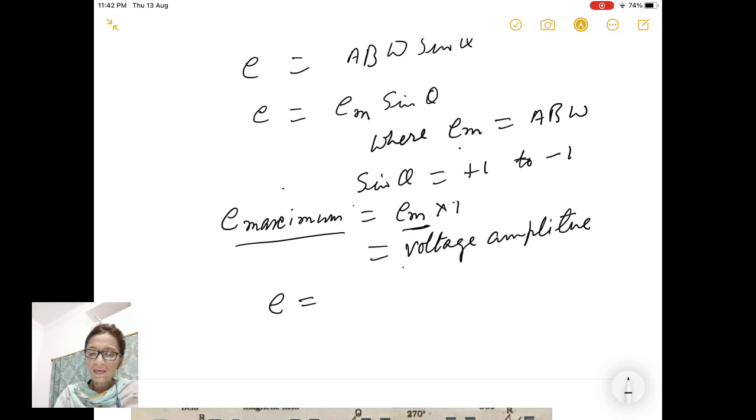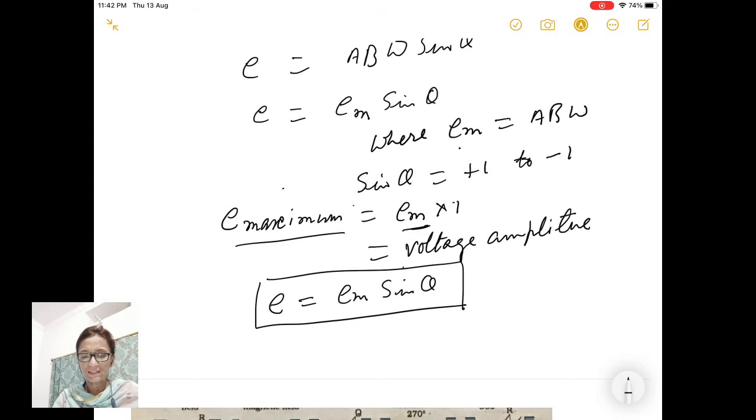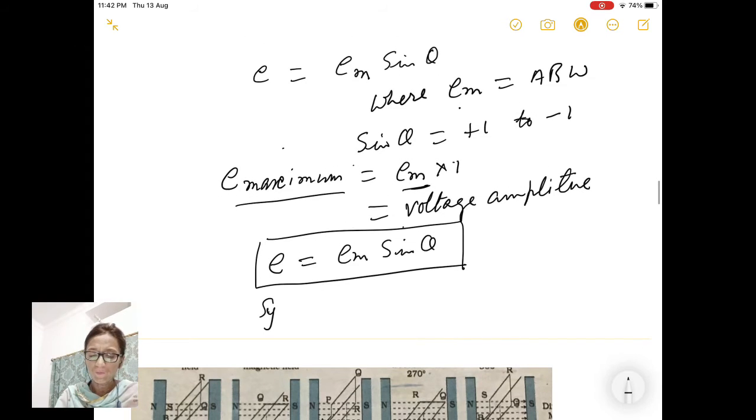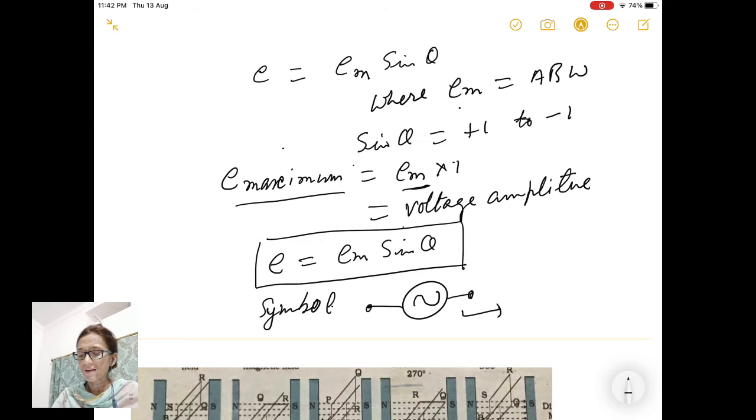So you have E is equal to EM sine theta. This is the alternating EMF induced in a generator. This alternating EMF has a symbol which is actually an inverted S with two terminals. This is the symbol of an alternating EMF.